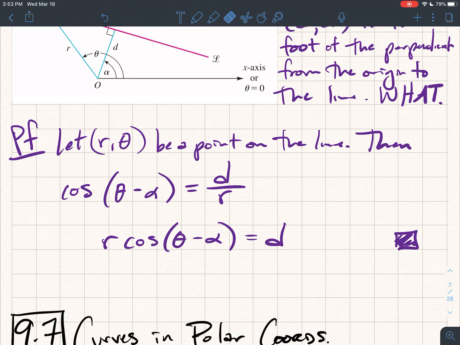That's the end of section 9.6. The next video will be section 9.